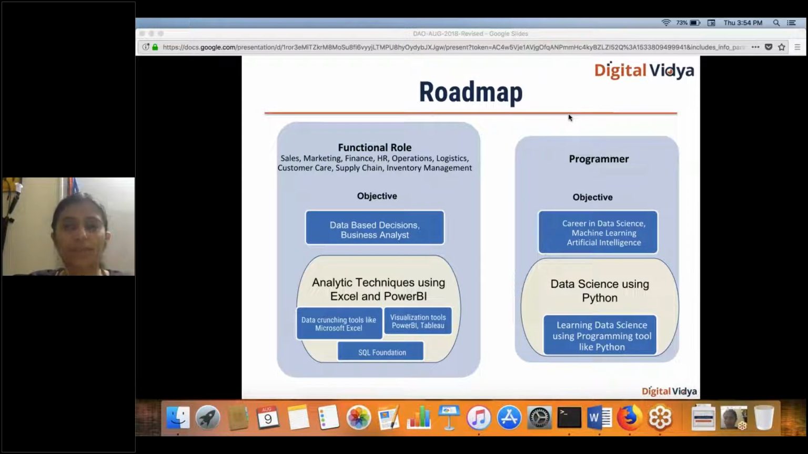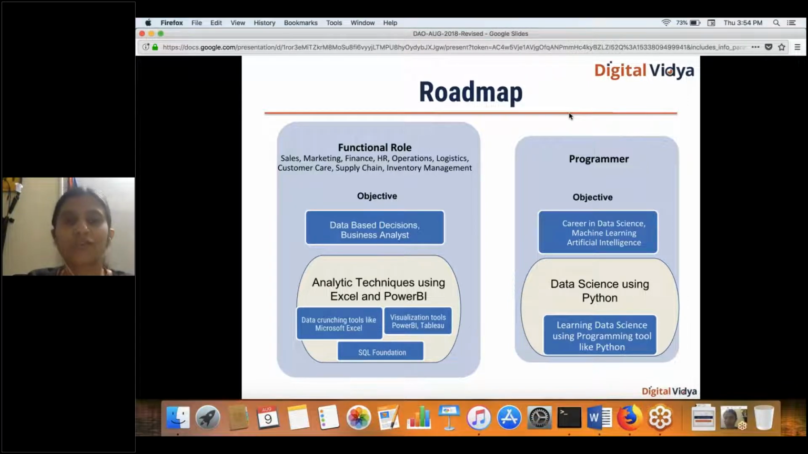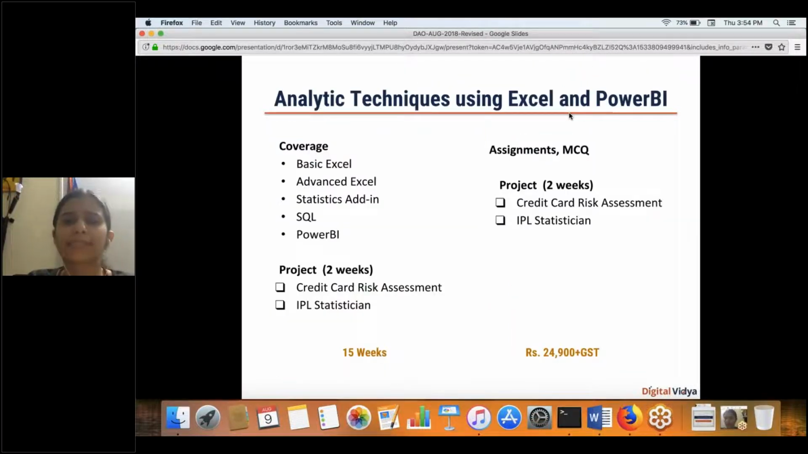So the first course I talked about, for everybody in functional roles, is Analytic Techniques Using Excel and Power BI. You start with basic Excel, you move to pretty advanced Excel, which allows you to explore and work with data. Data could come in a whole lot of forms, in different sheets and different areas, so you learn how to work with all of them. You learn the basics of statistics and how to apply it. You get enough SQL because a lot of your data may be sitting in tables, and you know how to work with your MIS team to get it hands-on.